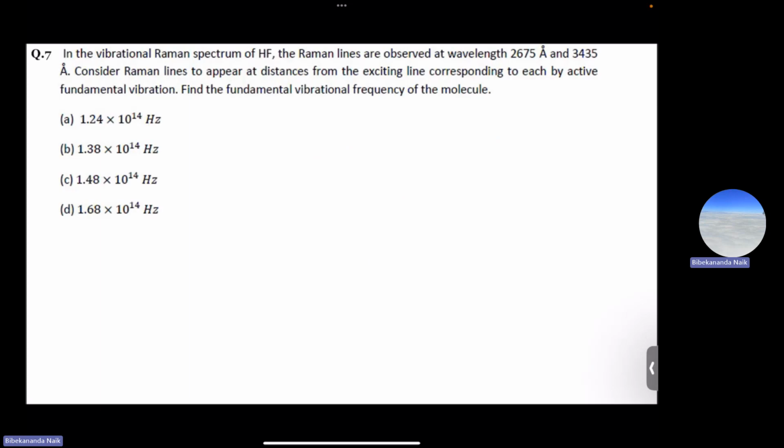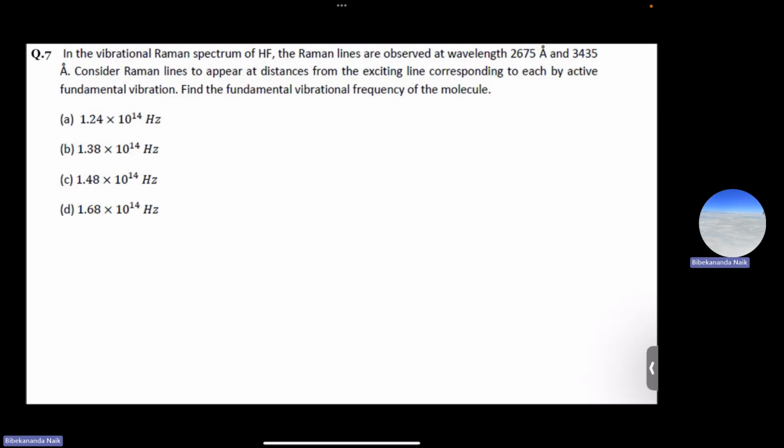Coming to the next question, question number 7. The question says, in the vibrational Raman spectrum of HF, the Raman lines are observed at wavelength 2675 Armstrong and 3435 Armstrong. Consider Raman lines to appear at distances from the exciting line corresponding to each Raman active fundamental vibration. Find the fundamental vibrational frequency of the molecule. The options are option A 1.24 into 10 to the power 14 Hz, option B 1.38 into 10 to the power 14 Hz, option C is 1.48, and option D is 1.68. So here are the four options.